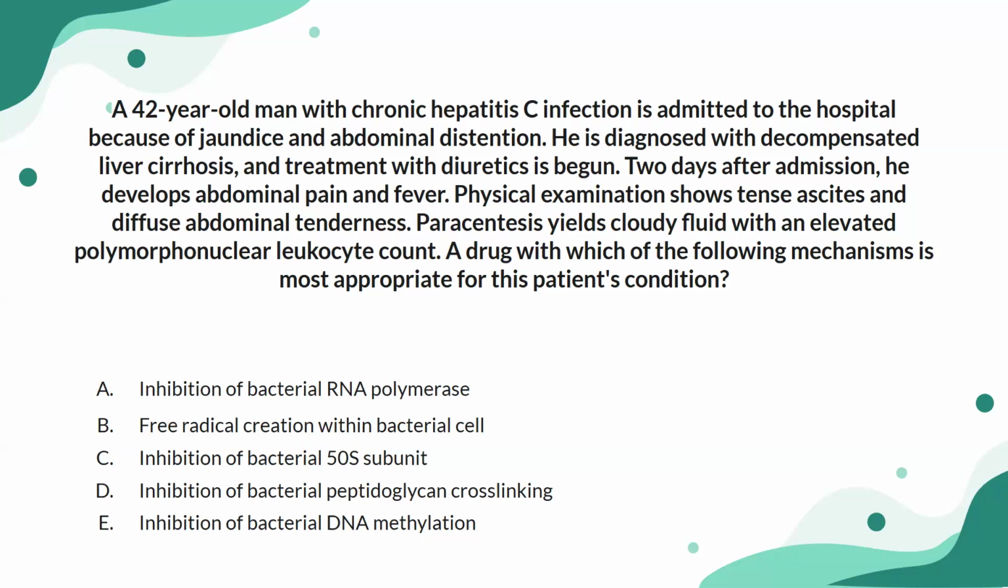Now, from the question, we can tell that he has a tense ascites, he has tenderness in his abdomen, he has pain and fever, and now when they did a paracentesis, they saw that the fluid was cloudy, it has leukocytes. We're now assuming that this is SBP, spontaneous bacterial peritonitis, right? And so what kind of antibiotic is the first line treatment?